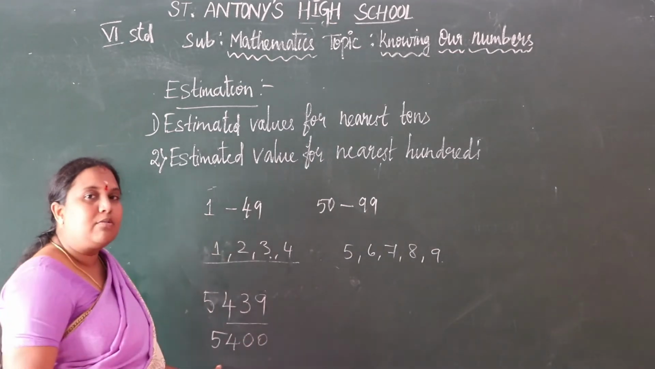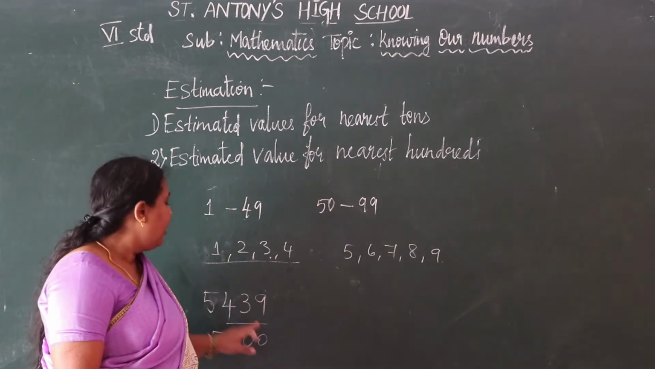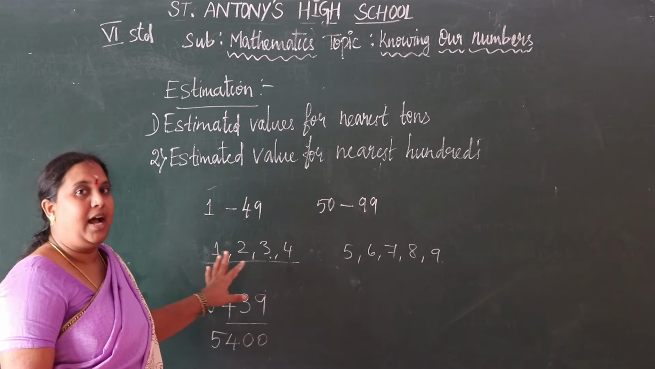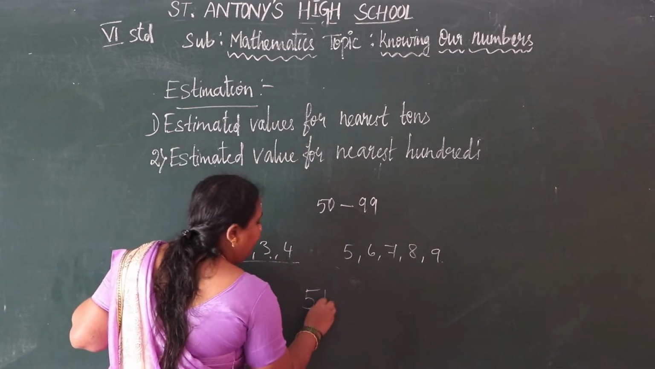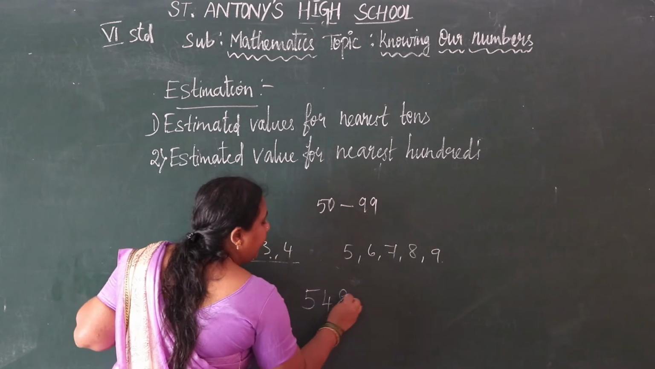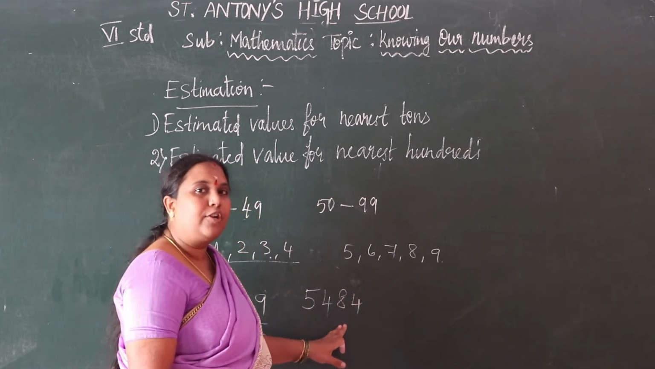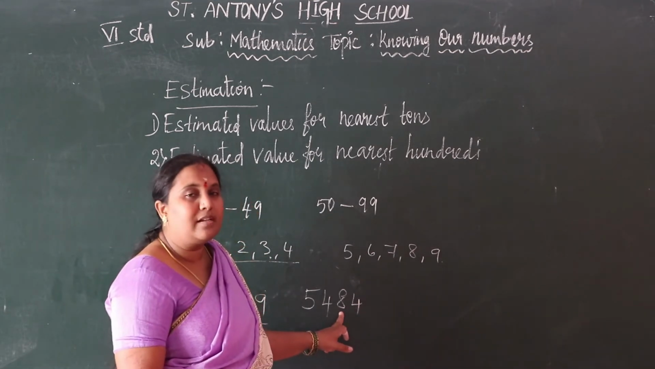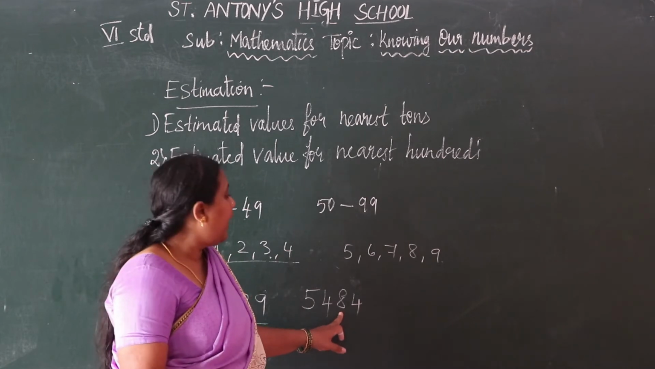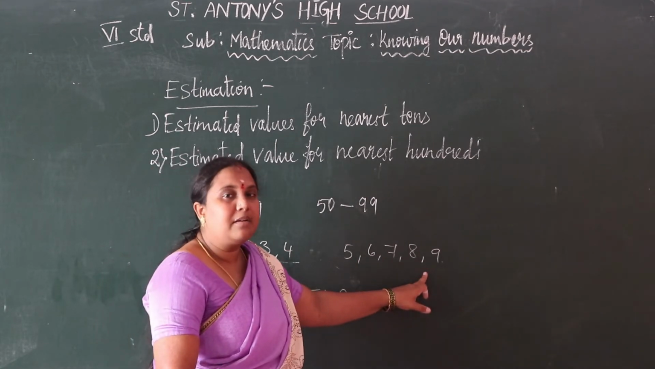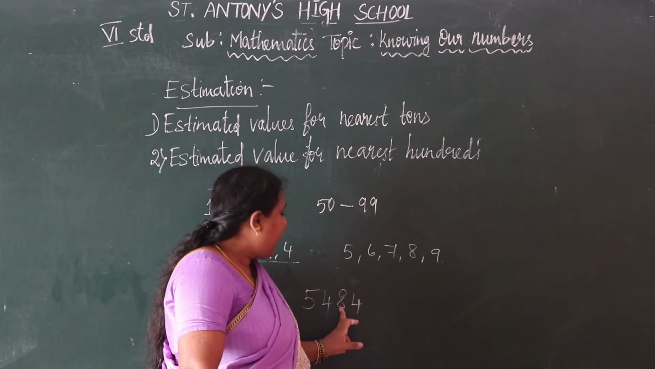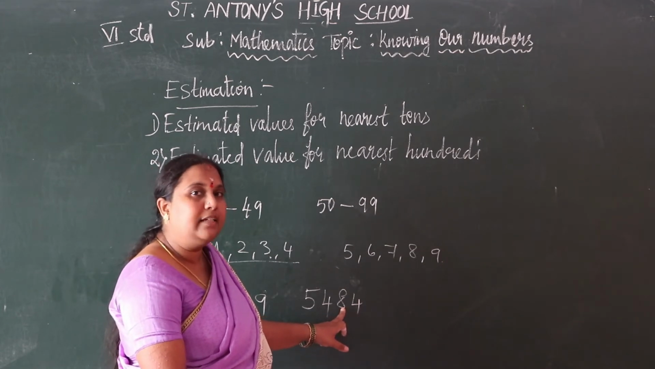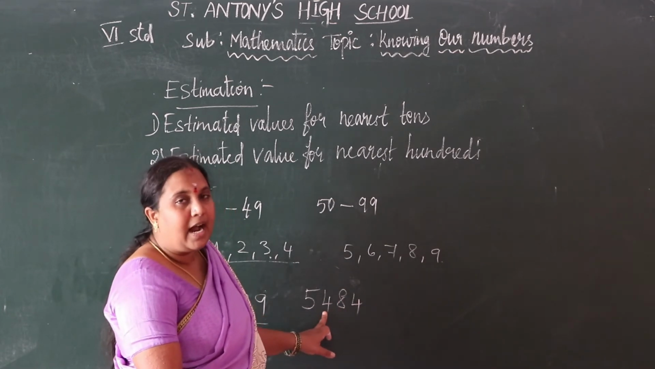5400 is the estimated value for 5439. Now take this number, 5484. See the value given in the tens place. What is the number in the tens place? 8. So 8 comes under the second rule, which means the tens place is rounded off to 0 and we increase 1 in the hundreds place.